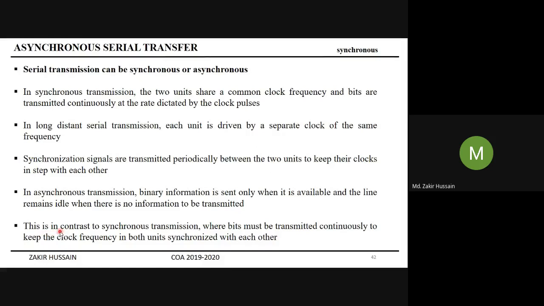This is in contrast to synchronous transmission, where bits must be transmitted continuously to keep the clock frequency in both units synchronized with each other.